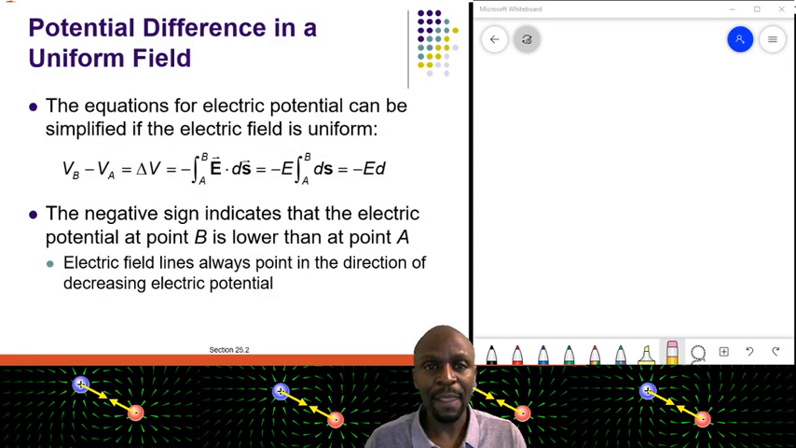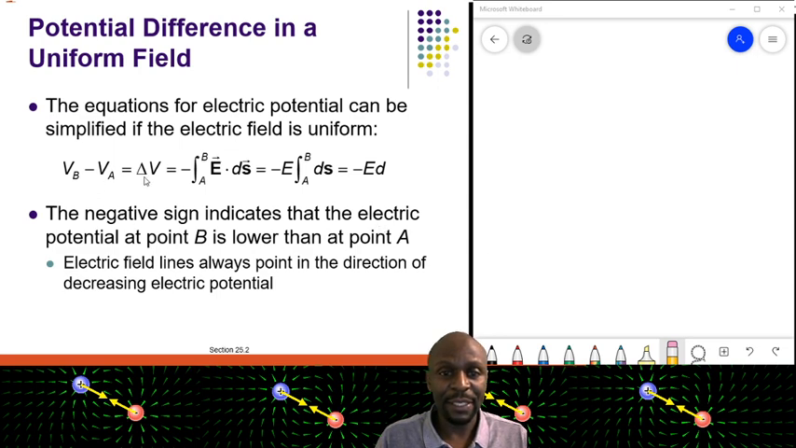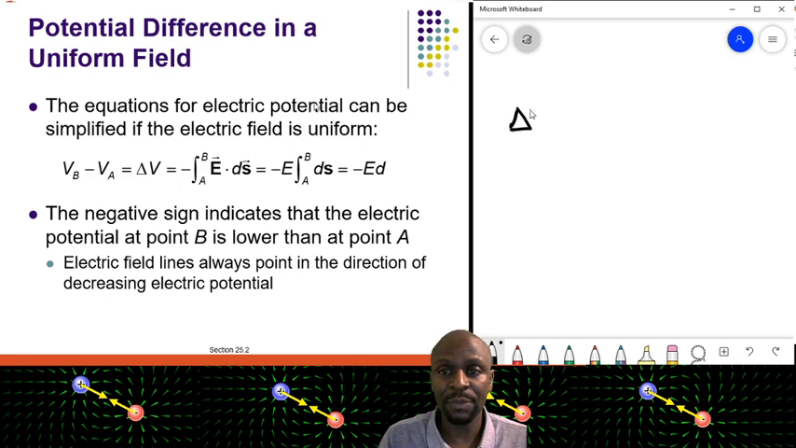Right. Now, potential difference in a uniform field. The potential difference is given by this equation here, and as I've shown you, if the path from A to B is just given as d, the integral from A to B of ds is just d. As a result, this is what you are going to have as your change in potential. Let us do this a little bit further. The change in potential is given by minus Ed.